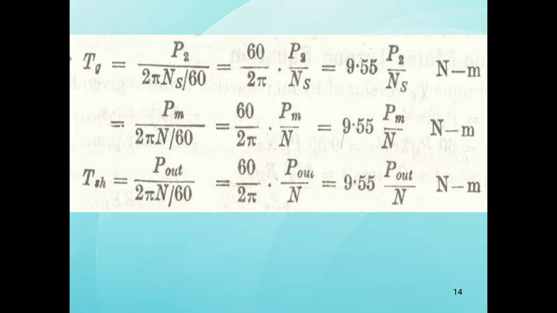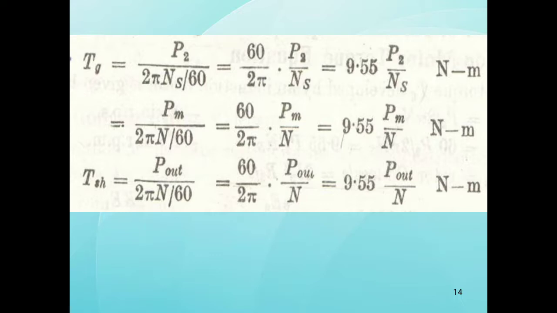Now that is equal to Pm by 2 pi n by 60, that is, 60 by 2 pi times Pm by n, equal to 9.55 Pm by n Newton meters. Similarly, TSH equals P out by 2 pi n by 60, that is 60 by 2 pi, which is nothing but P out by n, equal to 9.55 P out by n Newton meters.